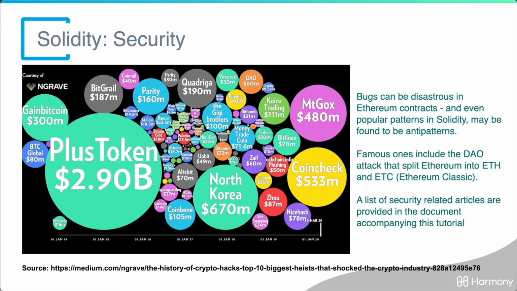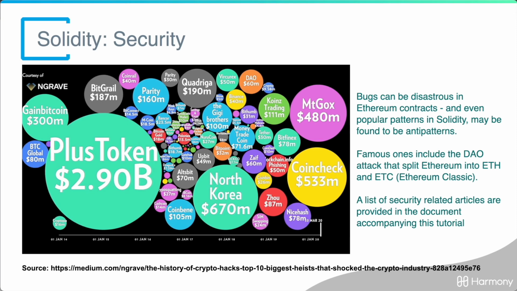So let's talk quickly about security. Bugs in smart contracts written in Solidity can be disastrous, and even popular patterns that existed can turn out to be anti-patterns with security vulnerabilities. The biggest one, in fact, and the most famous one, is the DAO attack. The DAO was a re-entrancy attack which allowed an attacker to keep drawing funds until they withdrew all the money which was in a smart contract. And the reason that happened was we did a transfer before we did a state change.